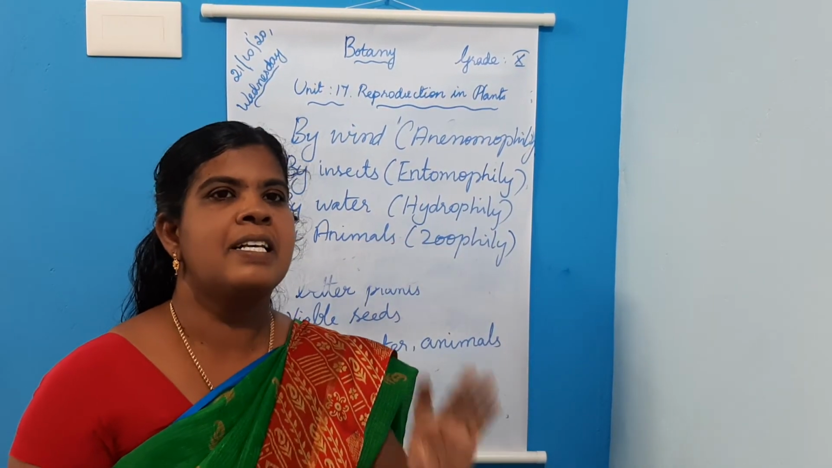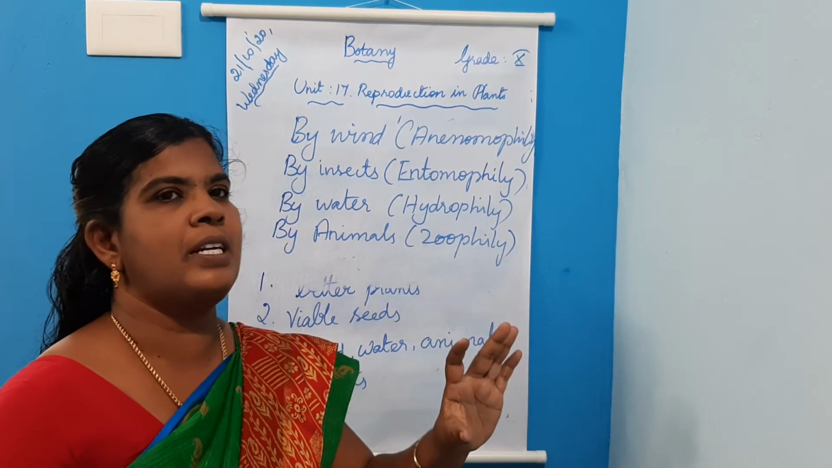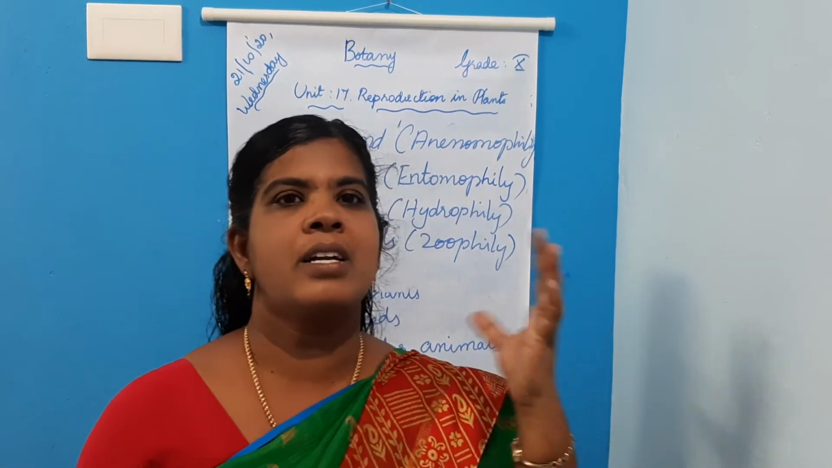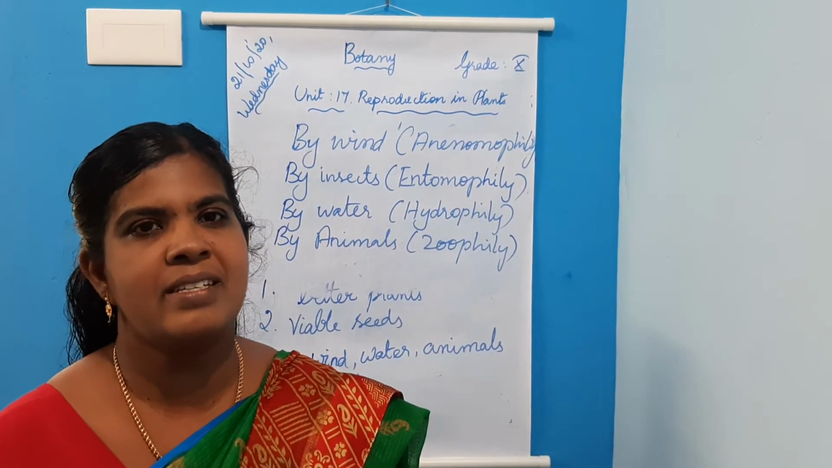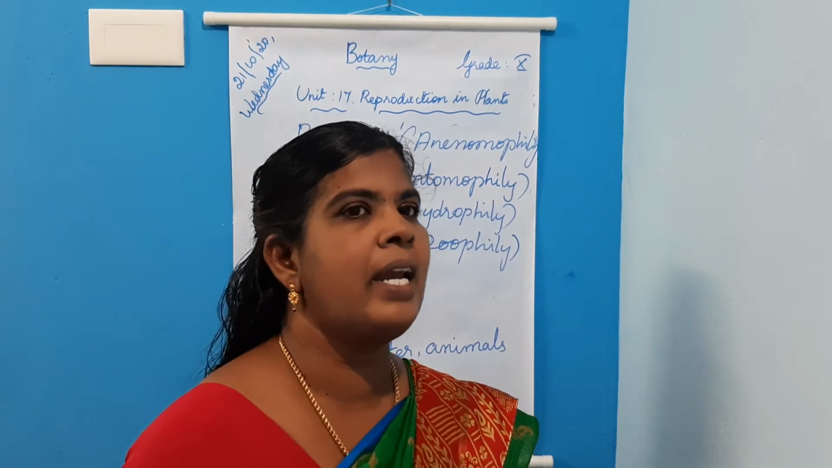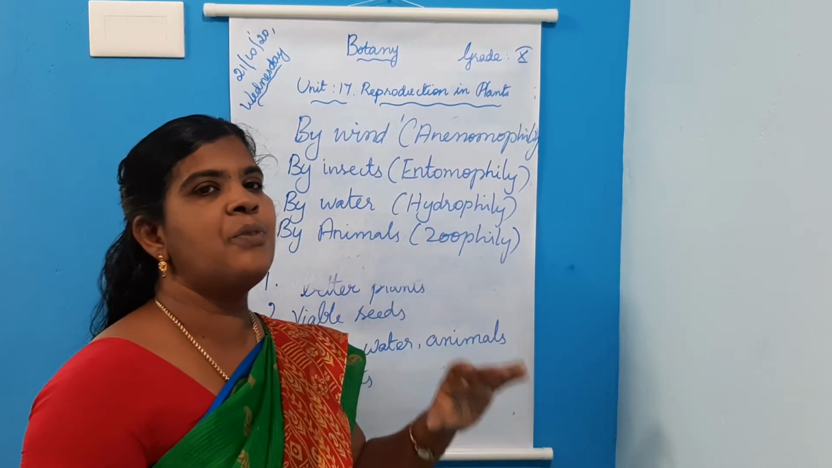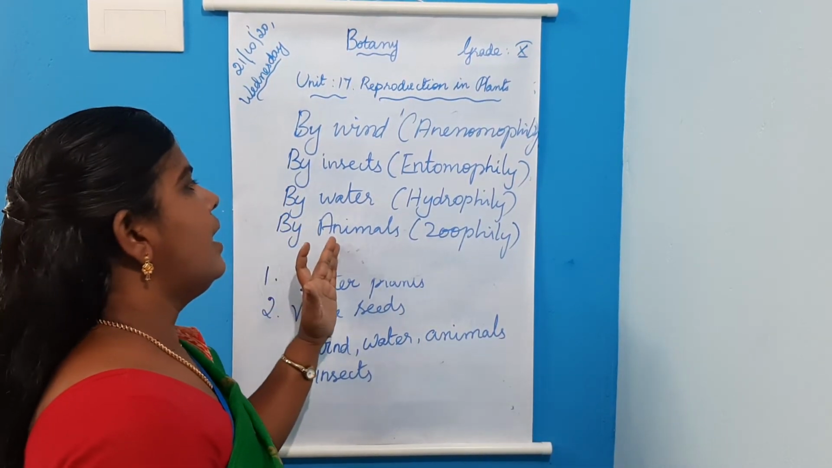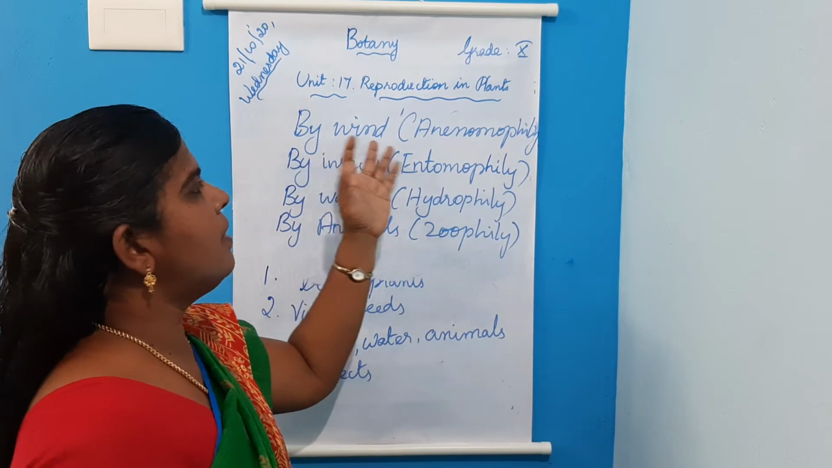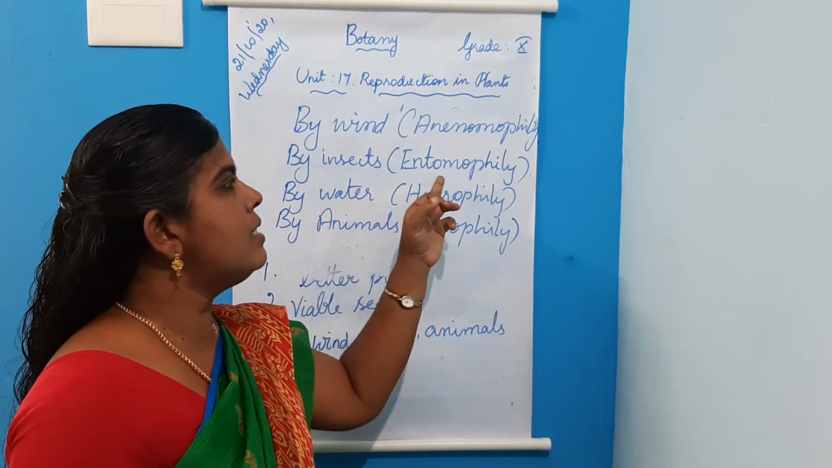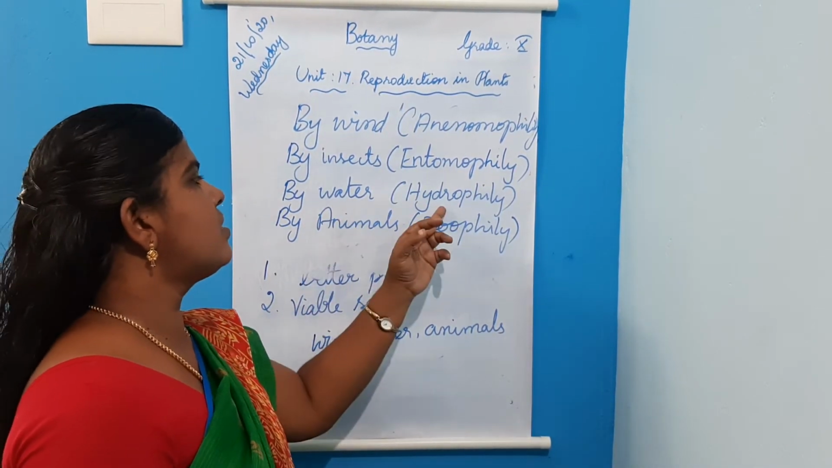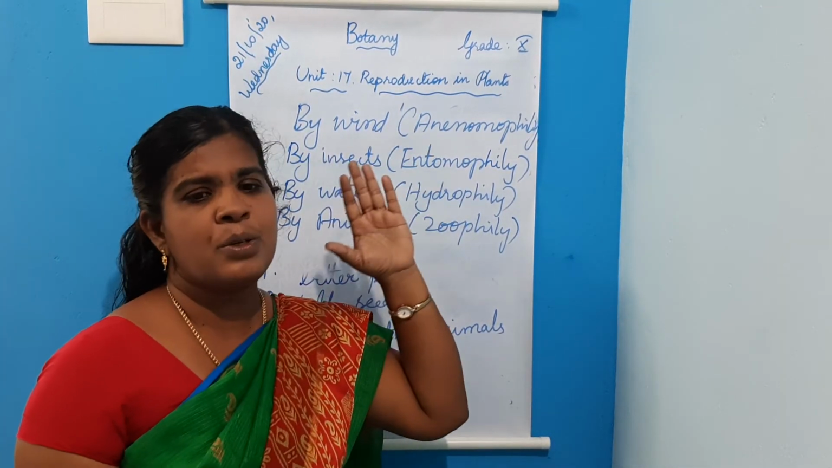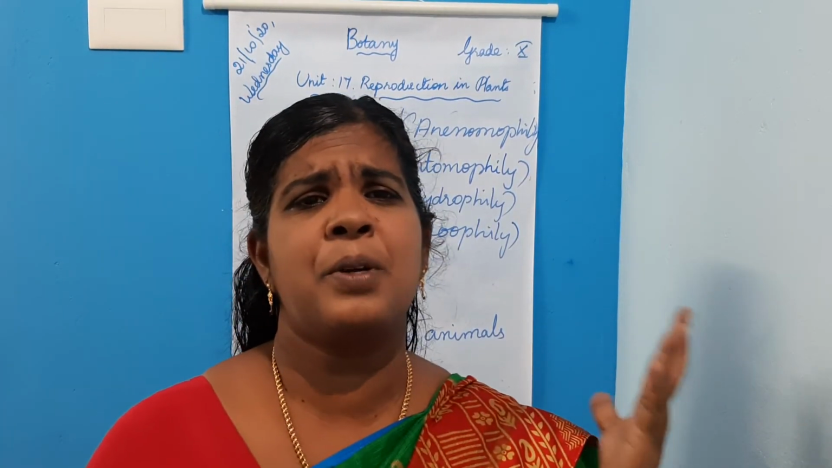It is of two types: self-pollination and cross-pollination. Self-pollination has some advantages and disadvantages. Cross-pollination also has some advantages and disadvantages. Cross-pollination is carried out with the help of certain agents like wind, insects, water and animals. Pollination by wind is anemophily, by insects is entomophily, by water is hydrophily, and by animals is called zoophily.